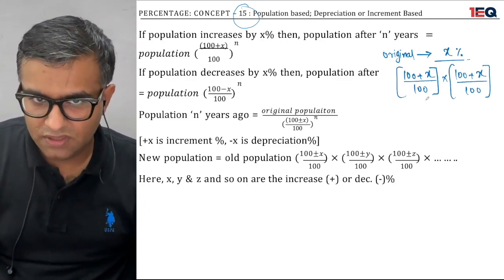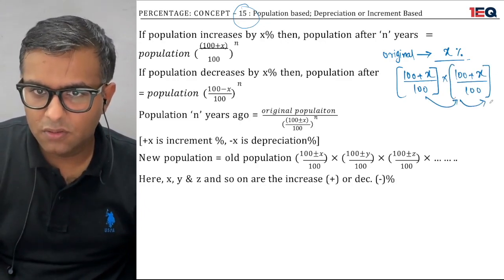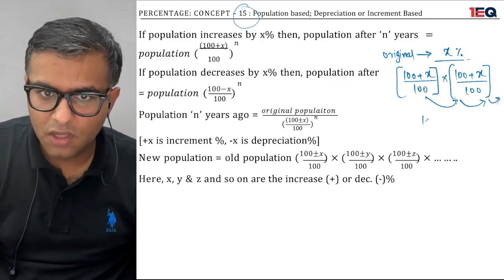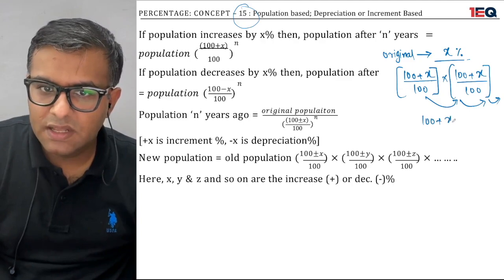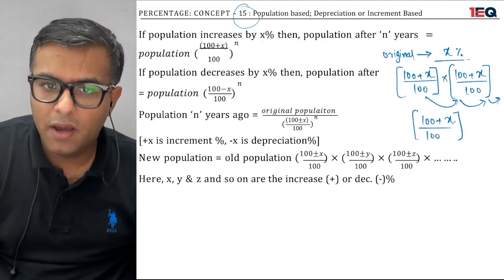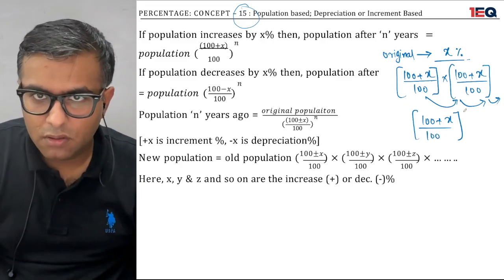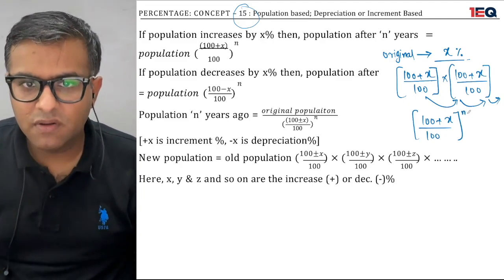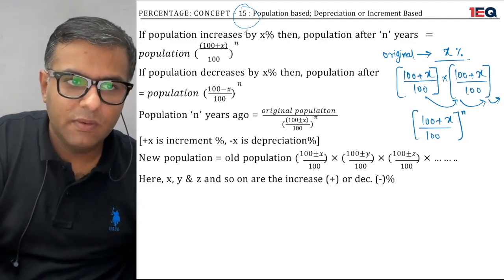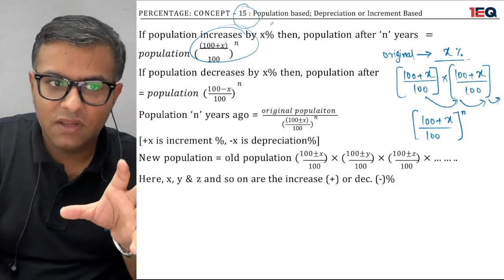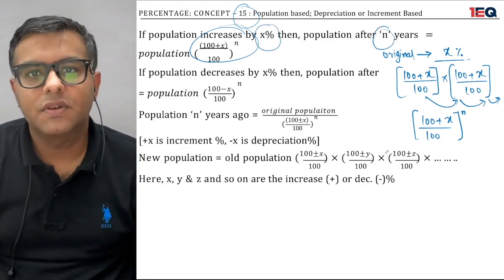Let's assume this goes on year on year. In a year-on-year basis, this happens multiple times. If it happens for n number of years, we would have a power, an exponent of n with it, so the number of times it is multiplied. So this formula is nothing but the population increase by percentage for n number of years.